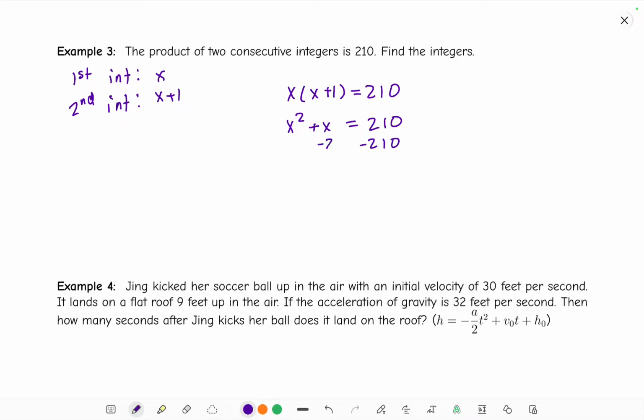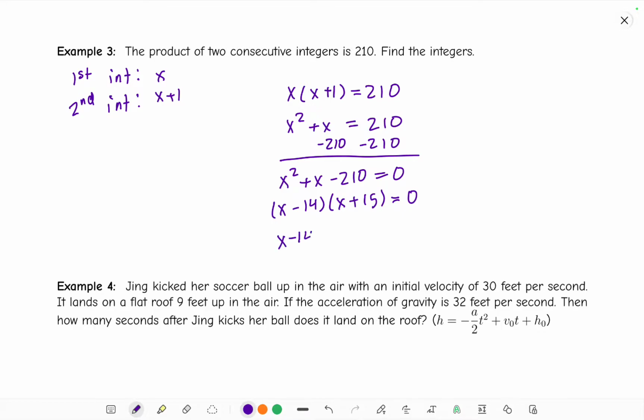Subtract 210 from both sides. x squared plus x minus 210 equals 0. Now I need to find two numbers that multiply to negative 210 and add up to 1. After a while, you'll see that it's x minus 14 times x plus 15 equals 0, because negative 14 times positive 15 is negative 210, and negative 14 plus 15 is 1.